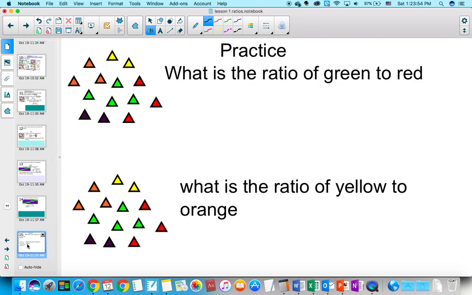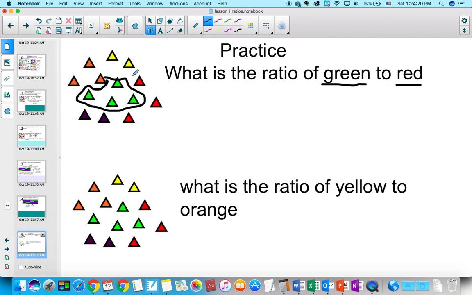So, what is the ratio of green to red? Again, you can pause the video and solve this one on your own. We're just going to do this together. So the ratio from green to red. So again, green to red, not the total. So we're dealing with a part-to-part ratio. So I'm going to look at my green ones. There are all my green ones right here. We have 4 green ones.